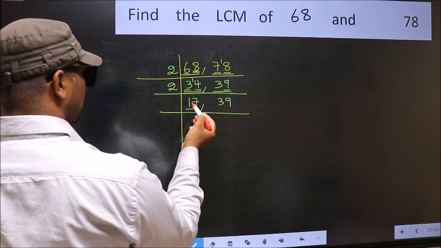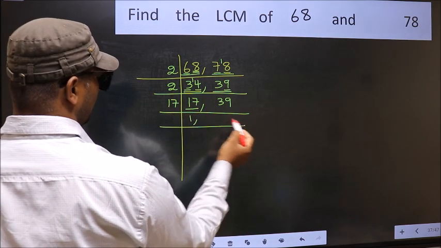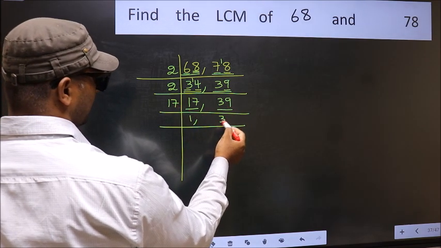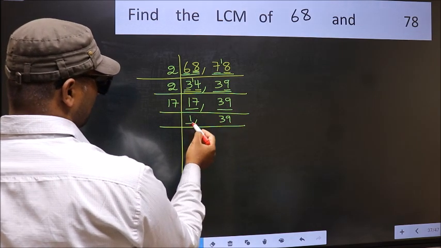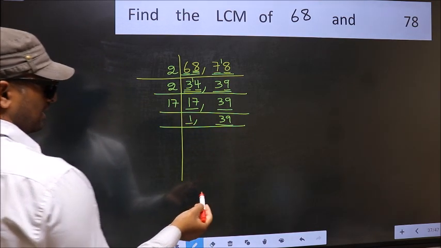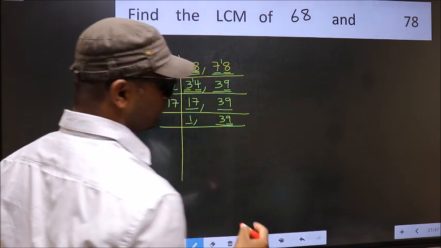Now here we have 17, 17 is a prime number, so 17 1s are 17. The other number 39 is not divisible by 17, so you write it down as it is. Now we got 1 here, so focus on the other number 39. Last digit 9 is not even, so not divisible by 2.